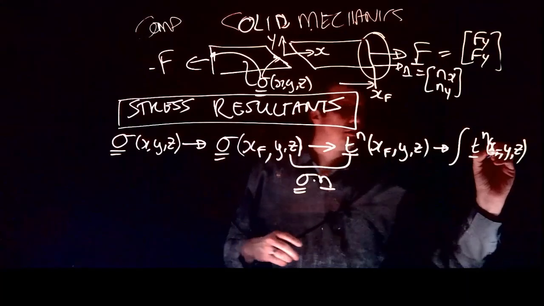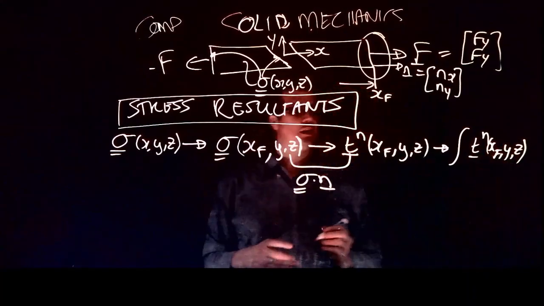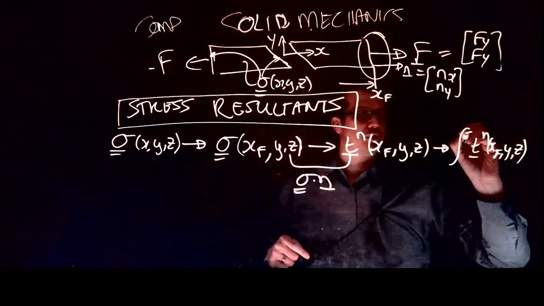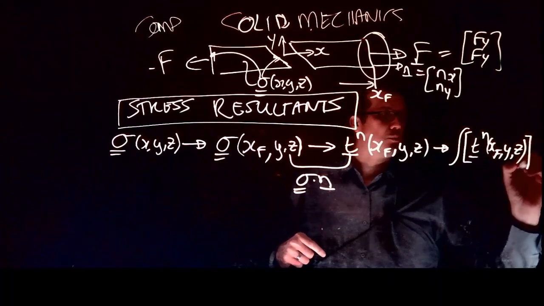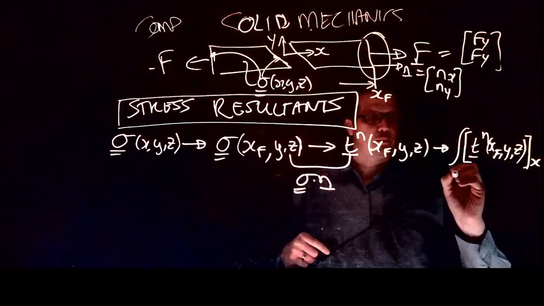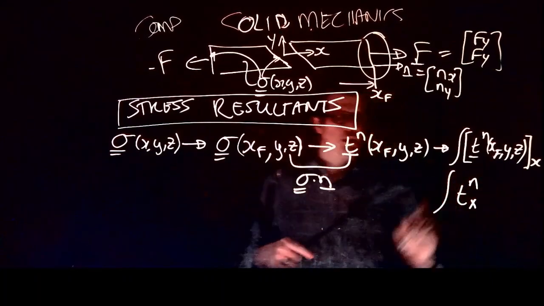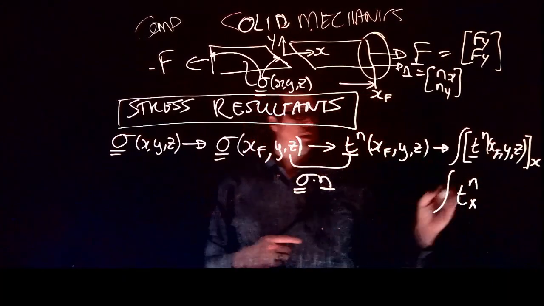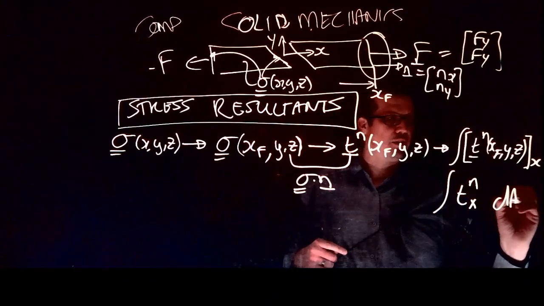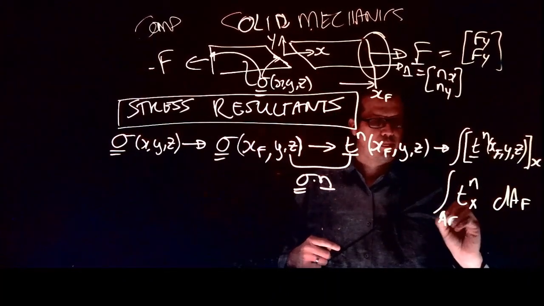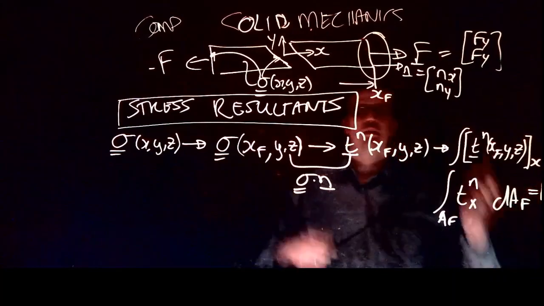X, F, yo, Y, Z. I want to take specifically the X component of that. So to make it simpler, I'm going to write it as T, N, X. Okay, that's an X component of that. Now I integrate over the area of the face. And this will be equal to F for this example.